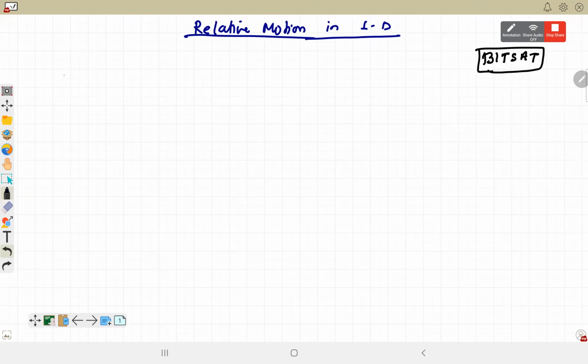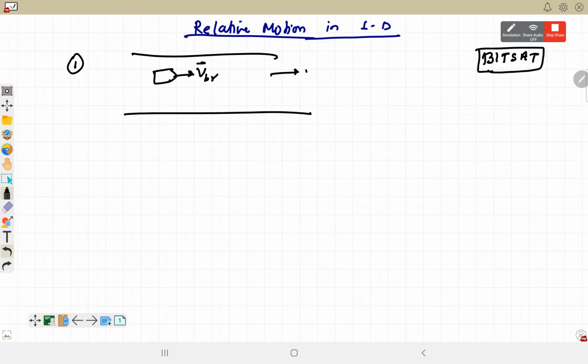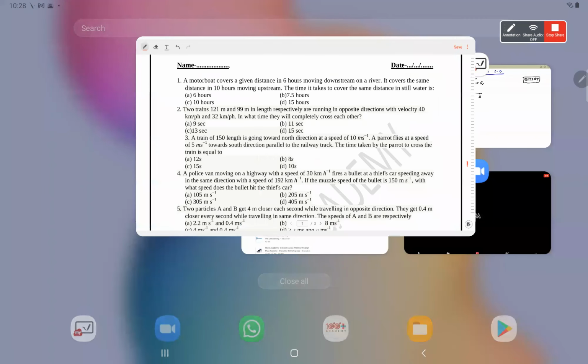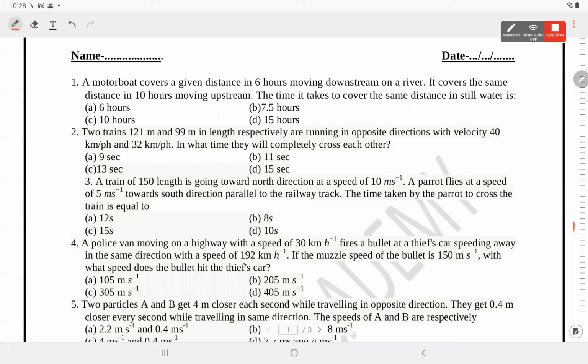Okay, so when the boat goes downstream in the river, the velocity is the velocity of the boat with respect to the river plus the velocity of the river. It will be added. The question says that between two points, when it goes in the downstream direction, it takes 6 hours, and while coming back, it takes 10 hours. What will be the time taken to cover the same distance in still water?